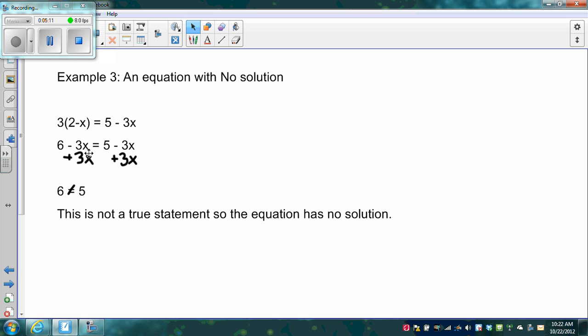So all of our variables canceled. So this is not a true statement. So we say that the equation has no solution, because there's no number you can plug into x that would make this statement true.